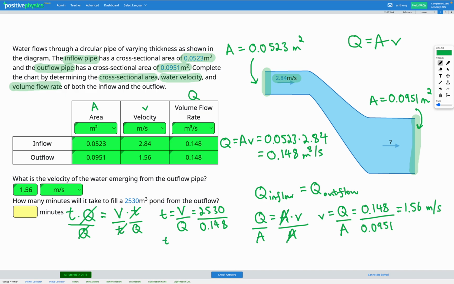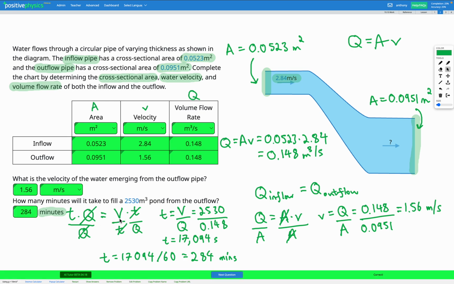So that gives me a time of 17,094 seconds. Now the question asks for the answer in units of minutes. I have it in seconds right now, so I'm going to divide that by 60 to get into minutes. So my time is going to be 17,094 divided by 60, which gets me 284 minutes. So we can go ahead and fill that in our final answer here.